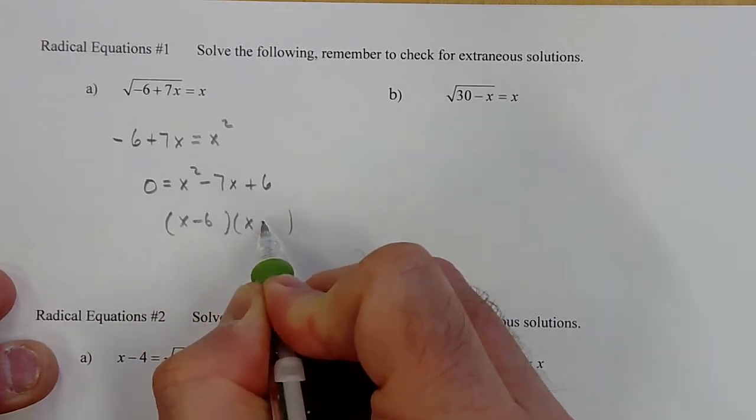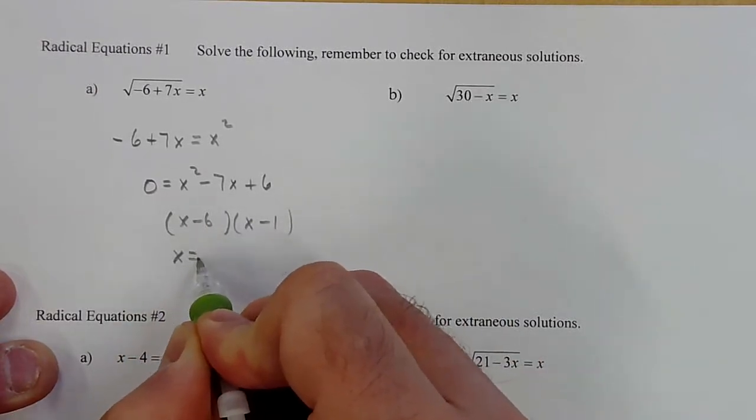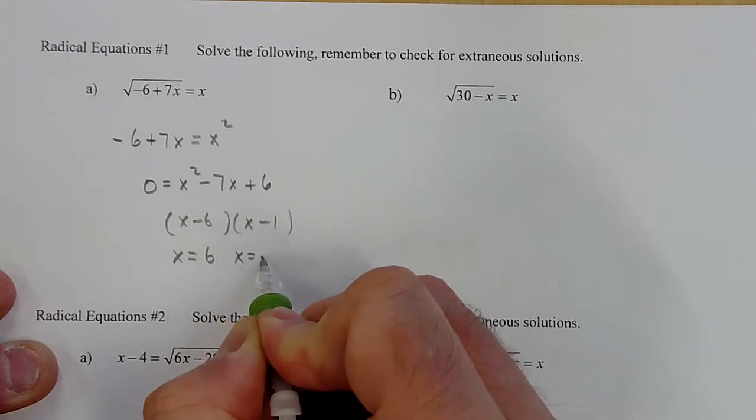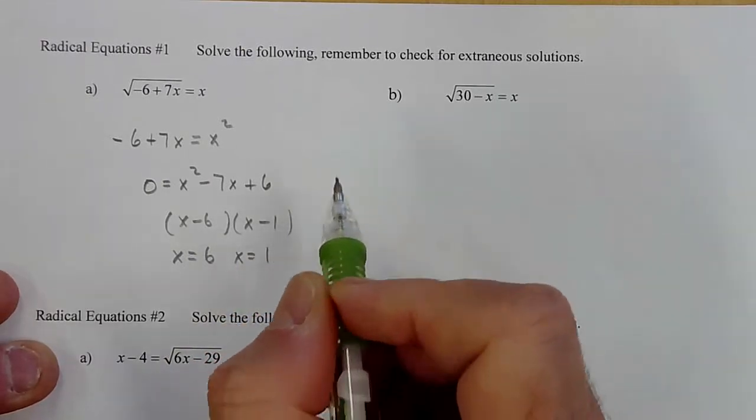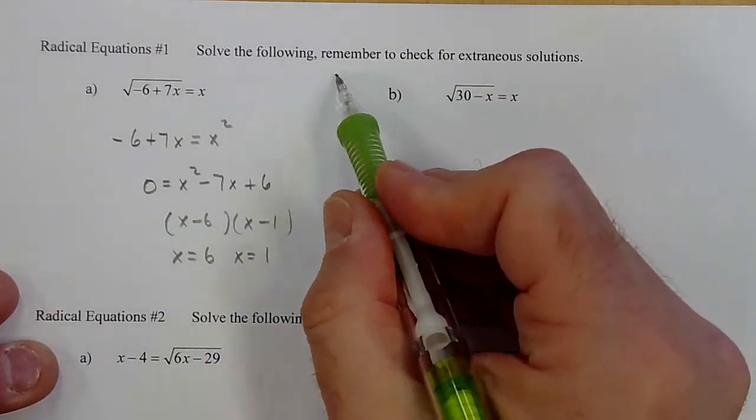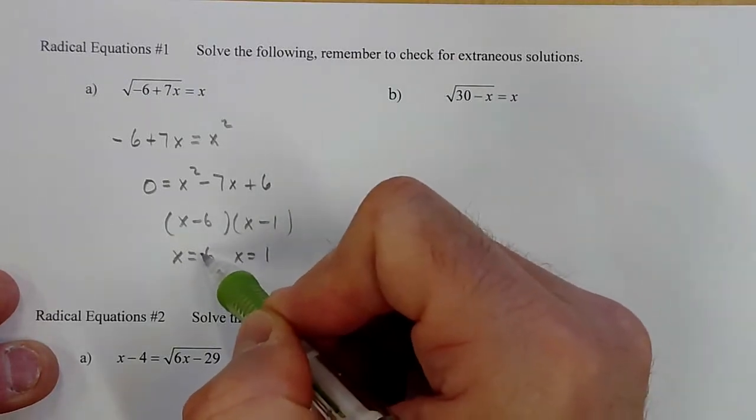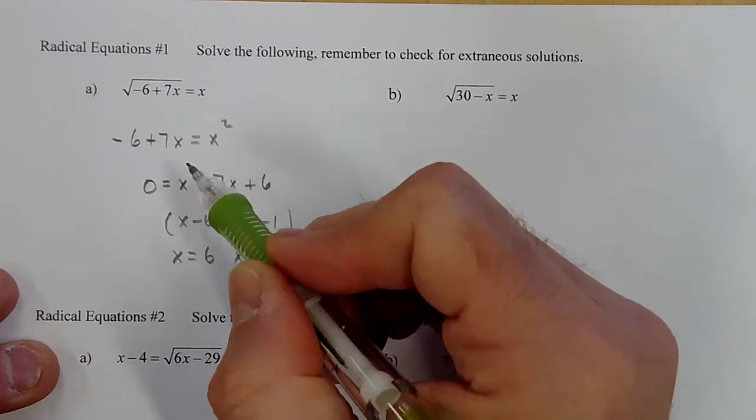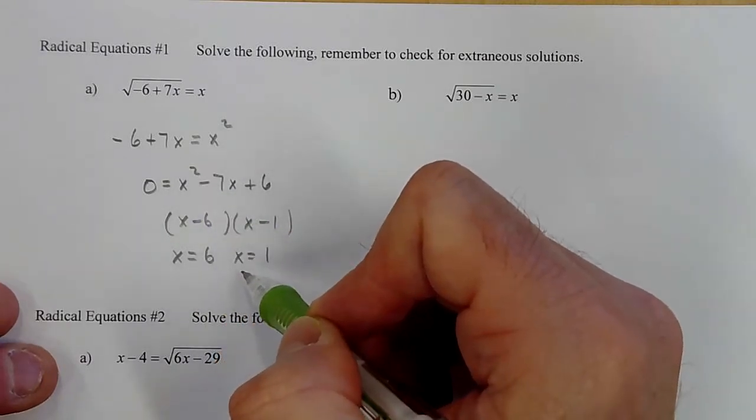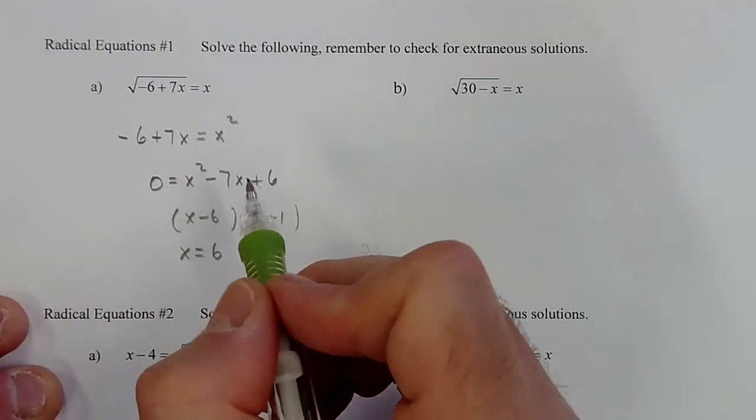X minus 6, x minus 1, x could equal 6, x could equal 1 with a twist. I put it in here in the directions. Remember to check for extraneous solutions. And what that basically means is just check to make sure that these work and you don't get something that is not true.